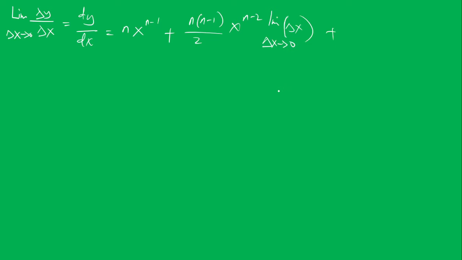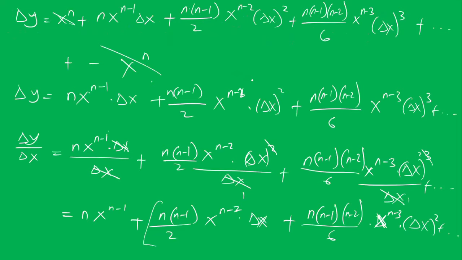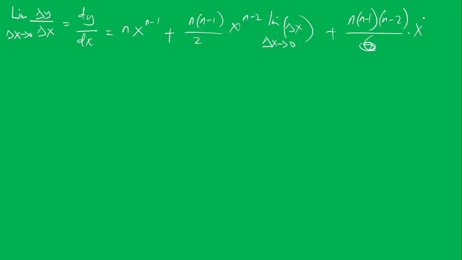Now plus n into n minus 1 into n minus 2 divided by 6 times x to the power n minus 3, then the limit when delta x tends to 0 of delta x raised to power 2 plus dot dot dot dot.